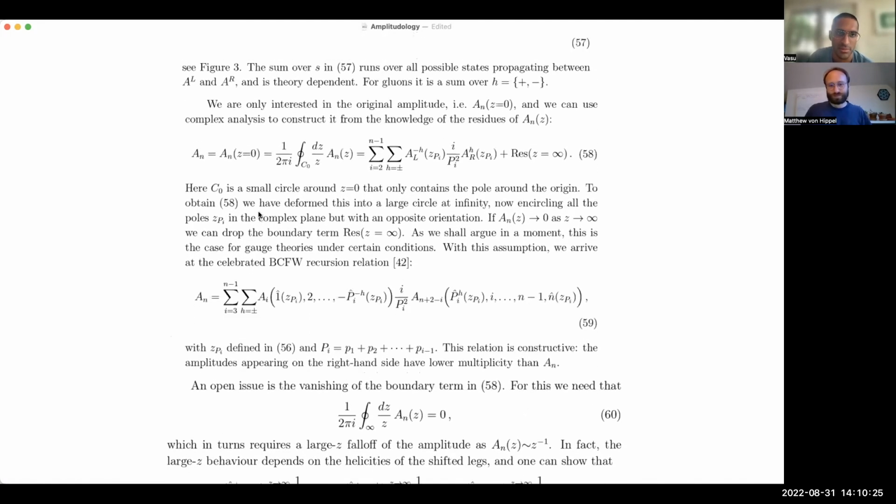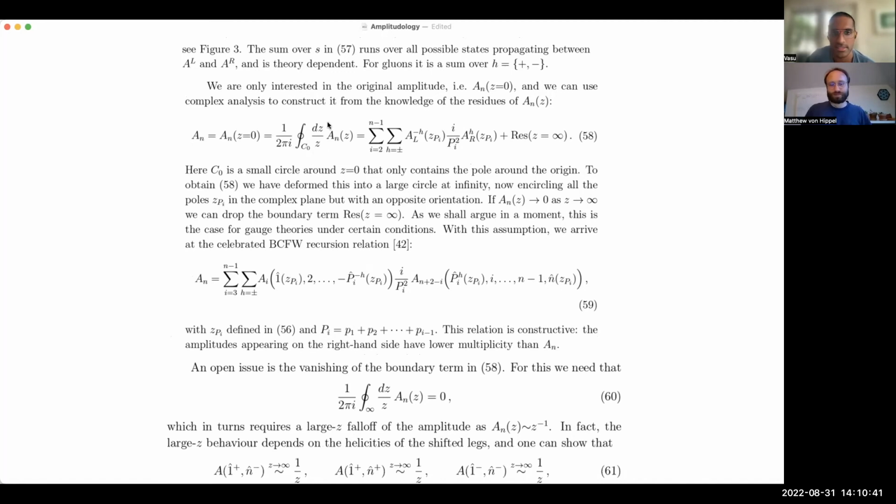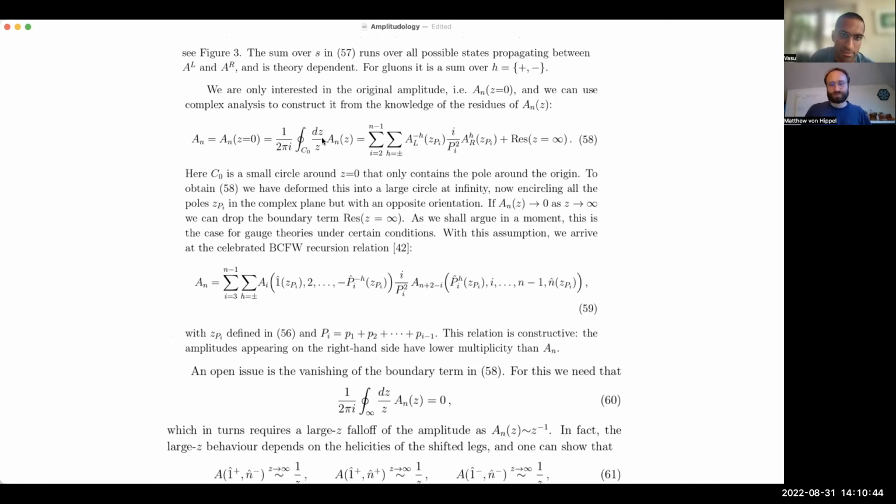Yeah, that's precisely the point they make. They say we only really care about A_n at z equals 0, and one way of setting z to 0 is to just look at the contour integral around the origin of this object. And when you're doing complex analysis, this formula is almost as good as integrating against a delta function. They're subtly related, and in some very precise sense, they're related.